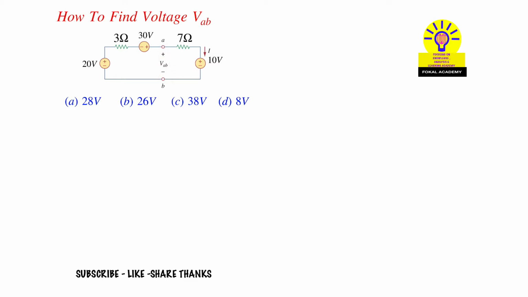First of all, find the current in the given loop. Here the current is given like this. Now first of all write KVL, then we get the current value. KVL means the sum of all voltages is equal to 0.